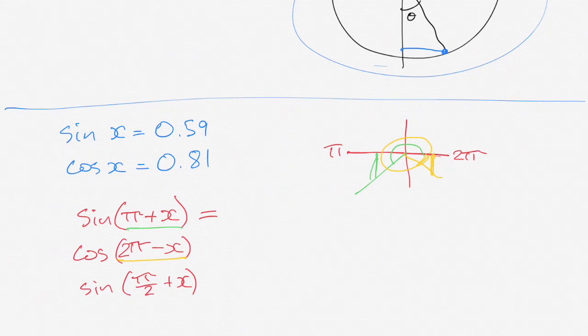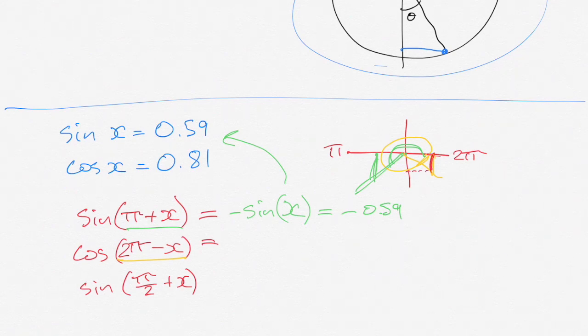Through symmetry, we know that that first one, in green, sine of pi plus x is just going to be, well, it's sine, so it's negative, and that's going to be negative sine x. And we already have a value for sine x, which is 0.59. So in this case, that's just going to be negative 0.59.